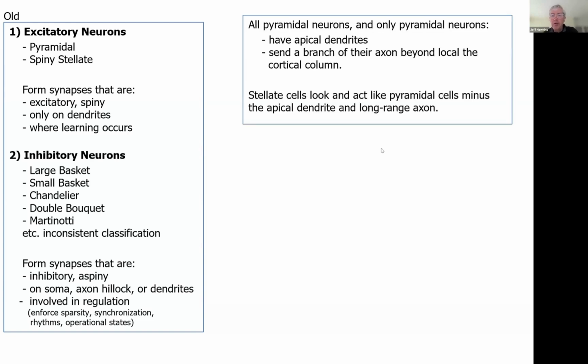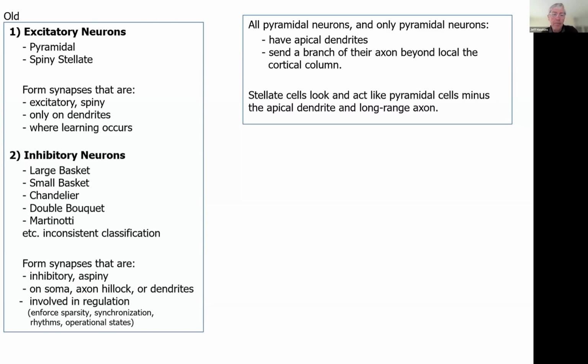Let's talk about the pyramidal neurons. Only pyramidal neurons have apical dendrites. These are the big dendrites that go up towards the top layer of the cortex. And pyramidal cells, and only pyramidal cells, and all of them, send a branch of their axon outside of the column. All cells form lots of synapses locally within their column, but the pyramidal neurons always, there are no exceptions to this that I'm aware of, will send an axon that leaves the cortex and goes someplace else.